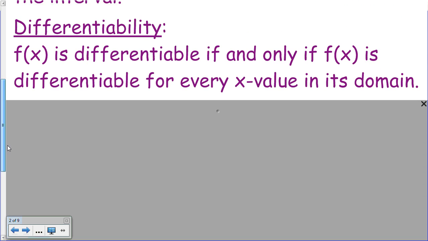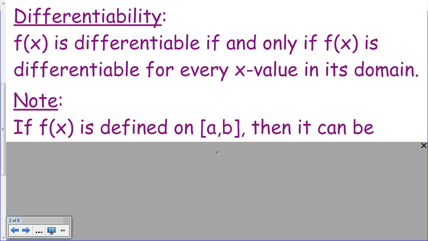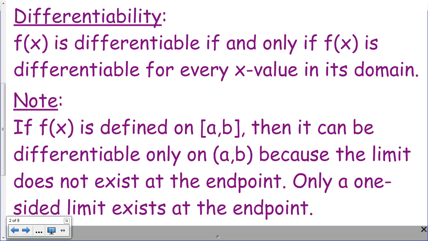All right, one thing to note here about differentiability, and the book mentioned this same thing here, so I want to make sure that I clearly point it out to you, and I'll draw a picture here to help illustrate this in a second.